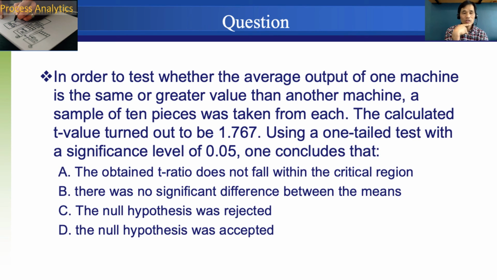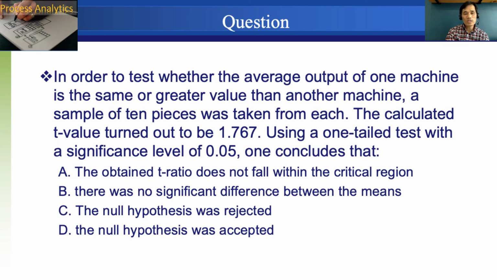The last question, in order to test whether the average output of one machine is the same or greater value than another machine, a sample of 10 pieces was taken from each. The calculated t-value turned out to be 1.767. Using a one-tailed test with a significance level of 0.05, one concludes that A, the obtained t ratio does not fall within the critical region.